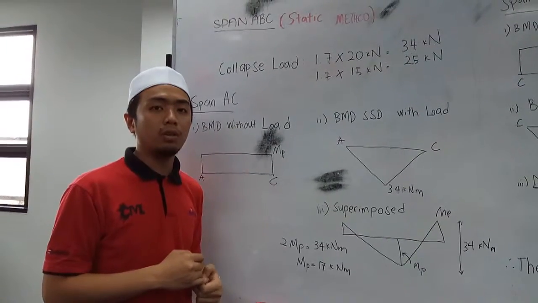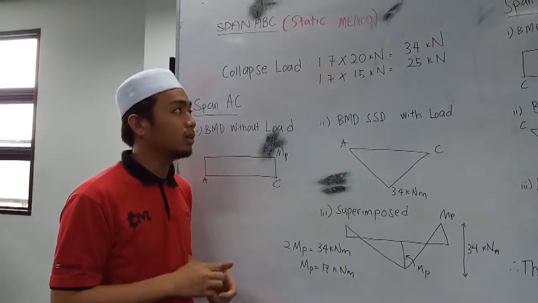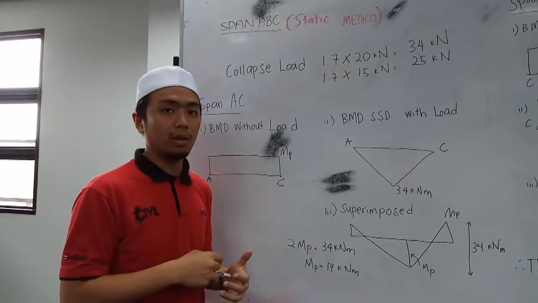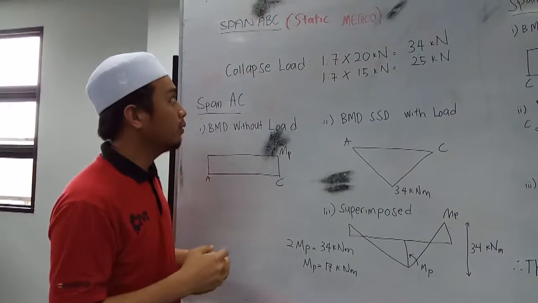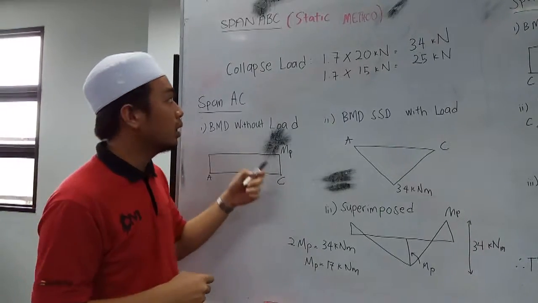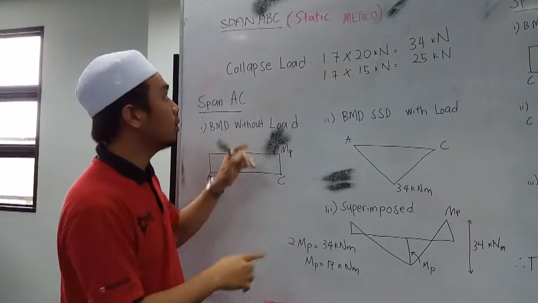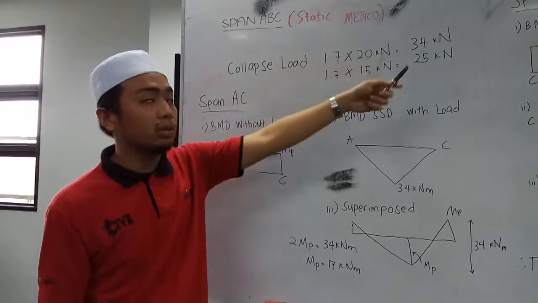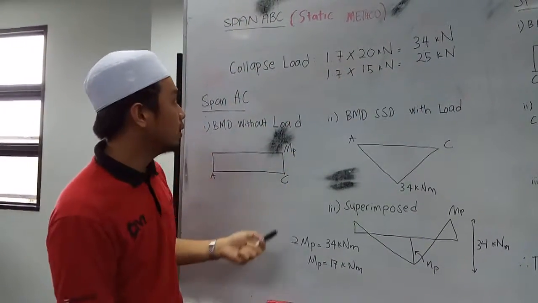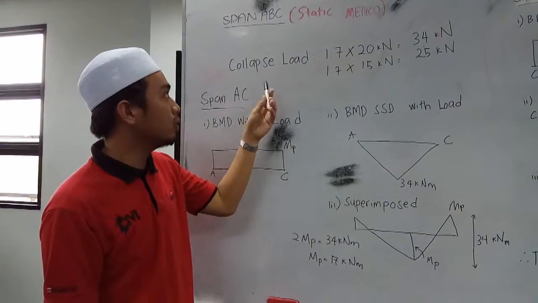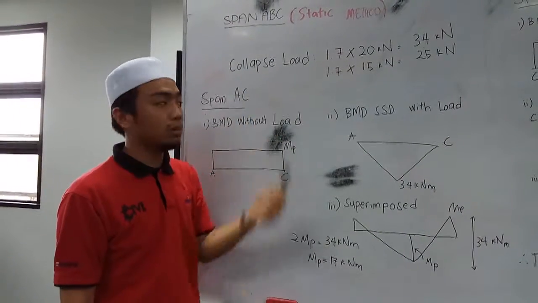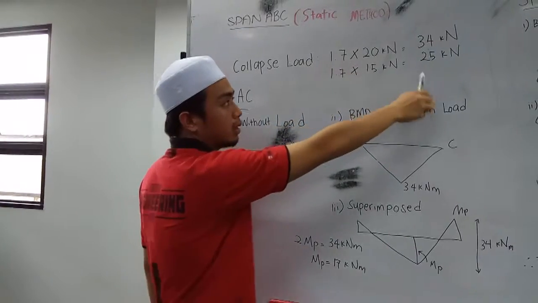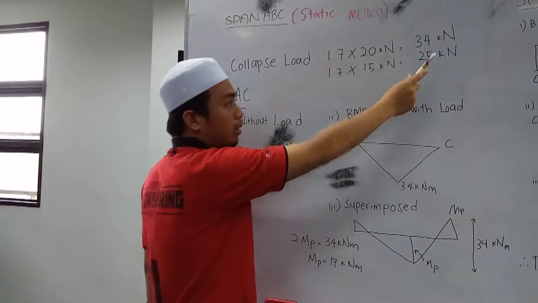And today our group will be presenting the solution for Assignment 3 for Structural Analysis for our group project. For our first question, we have two spans, span AC and also span CE. For the first step, we need to calculate the collapse load by multiplying with 1.7, and we will get 24 kilonewton and 25 kilonewton.